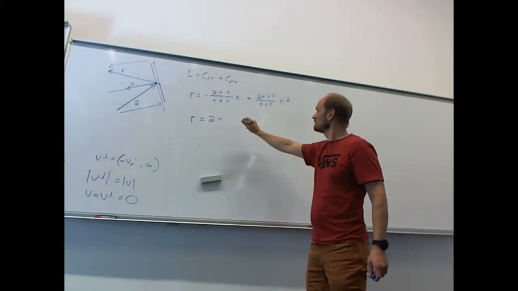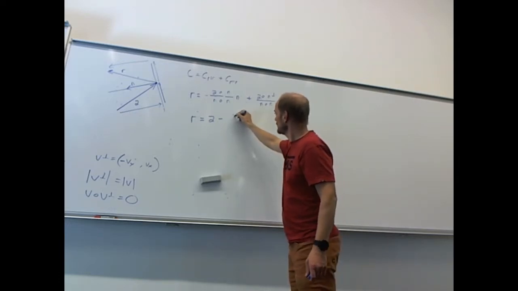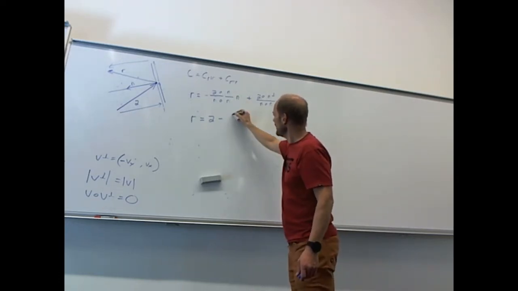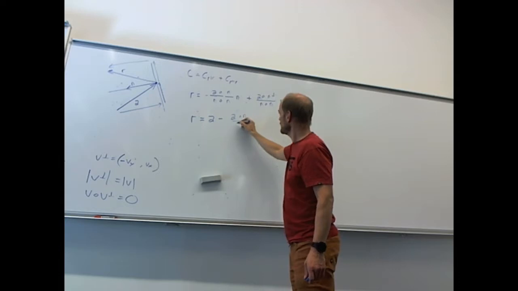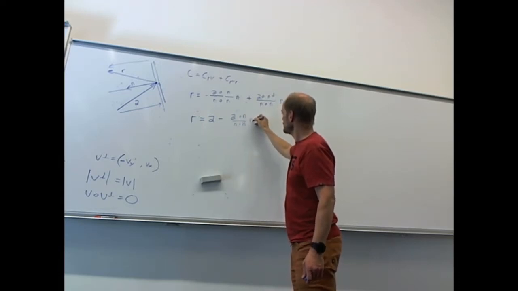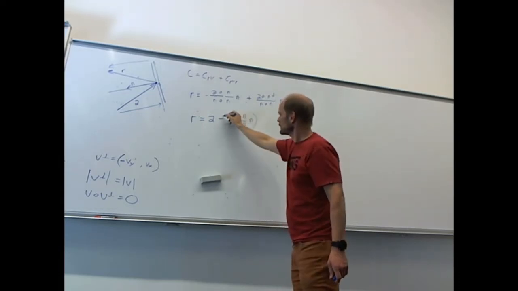Minus what? Minus this vector. No, not this vector, actually, this one. A dot n divided by n dot n times n times 2.